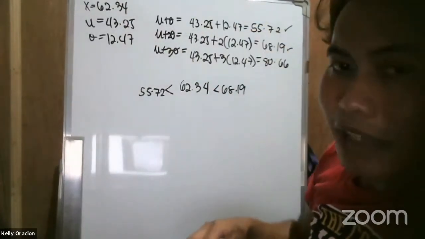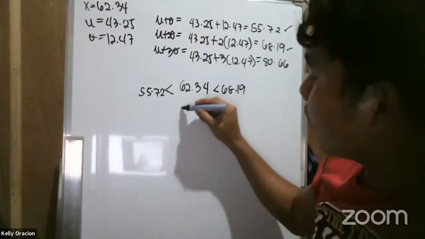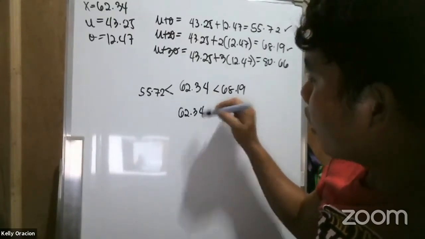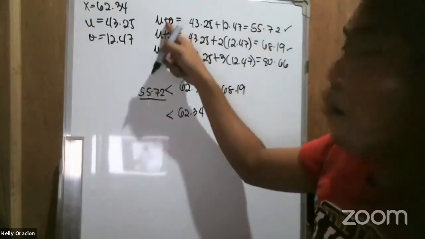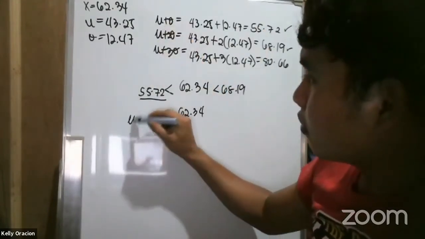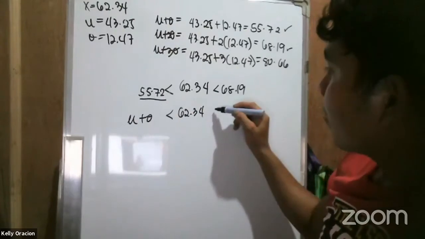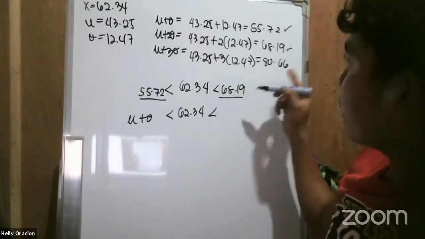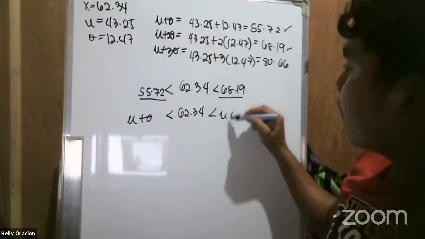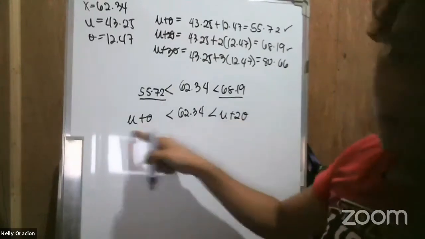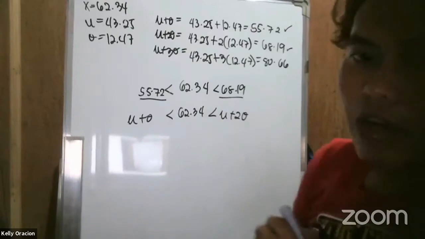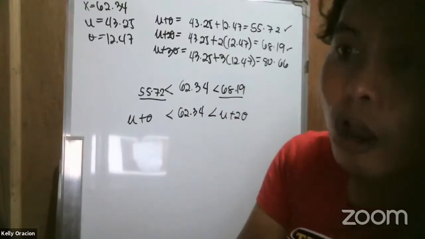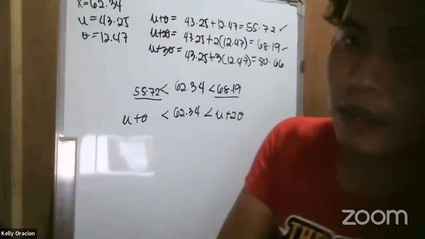Now, for your answer, you have 62.34 is greater than 55.72, which is one standard deviation above the mean, but less than 68.19, which is two standard deviations above the mean. So this is now your answer. Kindly copy before we proceed.